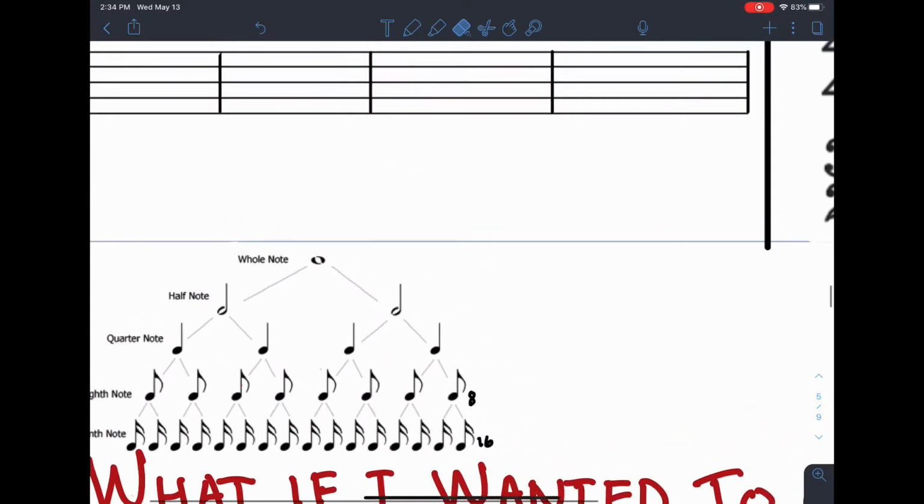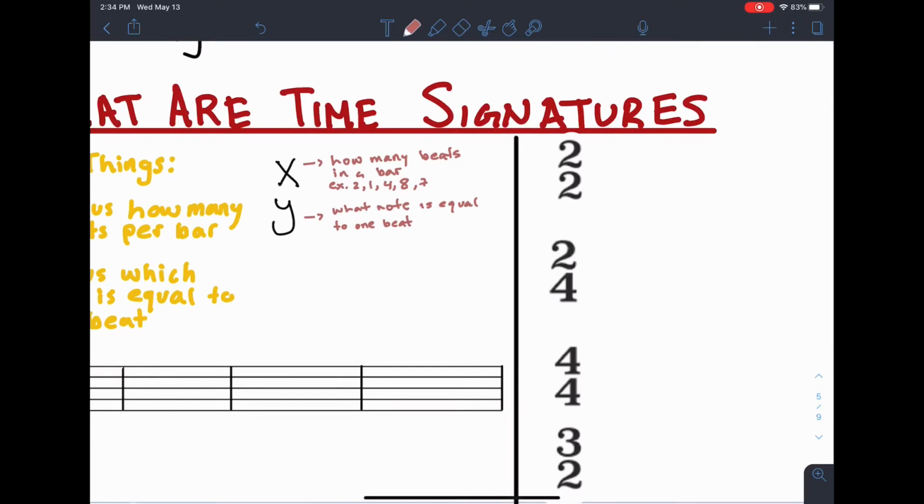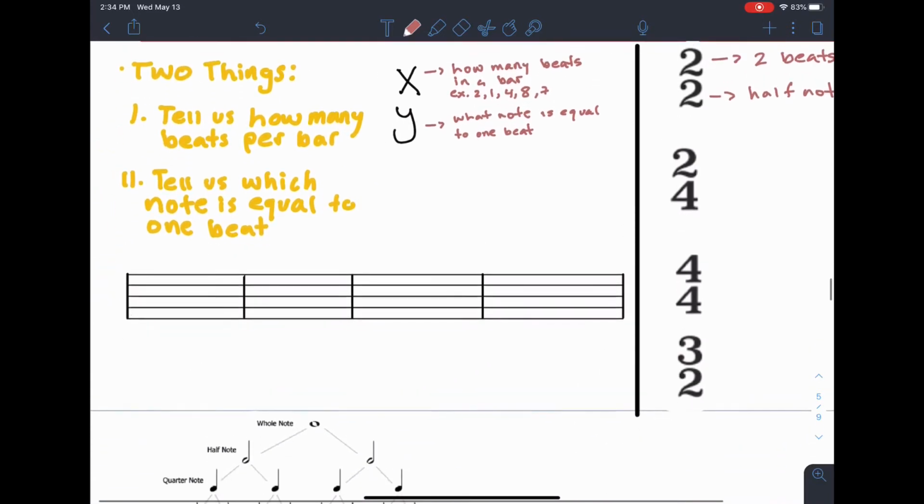I'm going to tell you guys right now using these examples that I have here. So first, let's start with 2/2. What does this mean? We just went over it. 2 means 2 beats per bar, okay? And the bottom 2 means half note. Now, what does it mean that the half note is worth 1 beat? Well, let me show you.